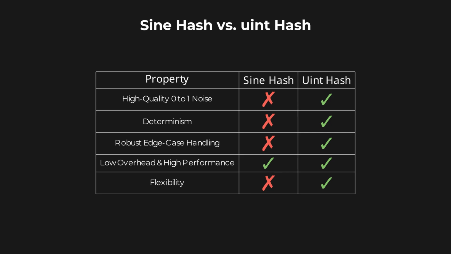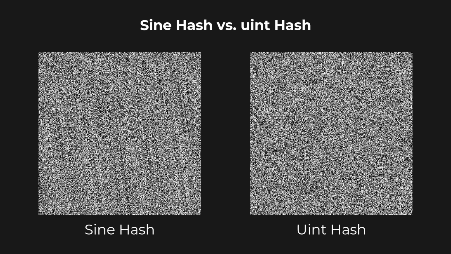Let's quickly compare the properties of the Sine and uint hashes. First, an ideal hash produces evenly distributed, pattern-free values in the 0 to 1 range. The Sine hash produces visible stripes, while the uint hash gives white noise. Second, the same input must always give the same output. Floating point math varies across GPUs, so Sine hash outputs can differ, while the uint hash is bit perfect everywhere.